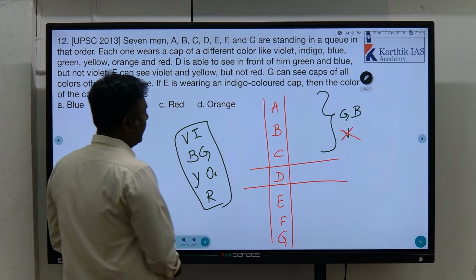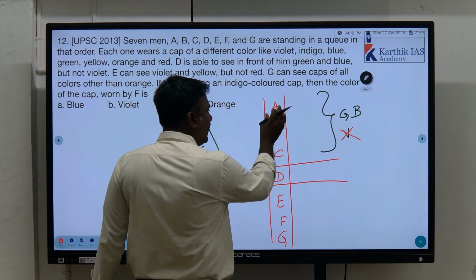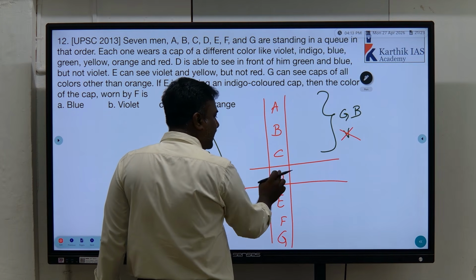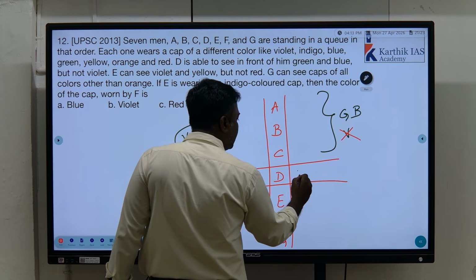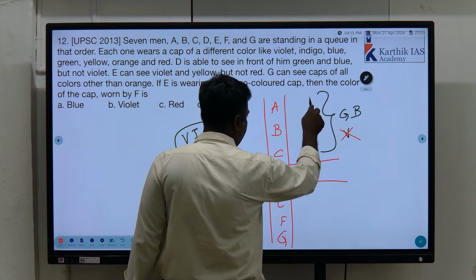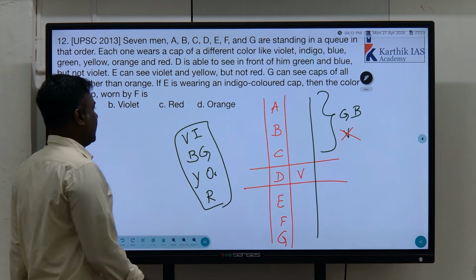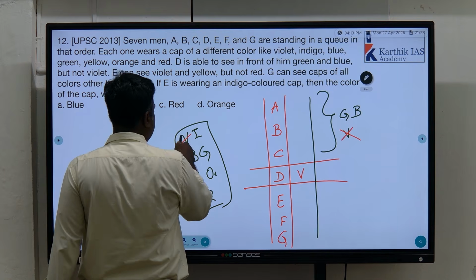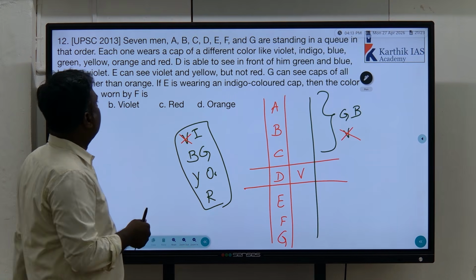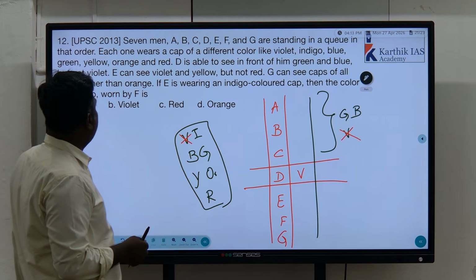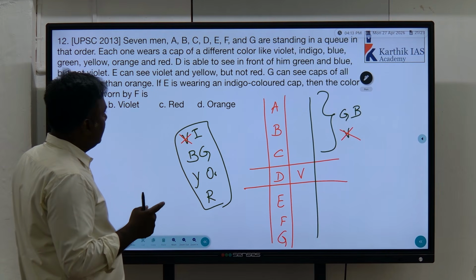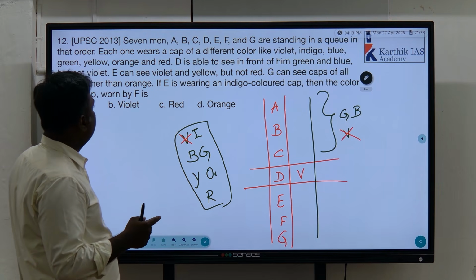E can see violet and yellow. See, D is not able to see violet, but E can see violet. What is the meaning? D is the one who is wearing violet. Understand? D is the one wearing violet. So violet color is used, so I am cancelling violet.